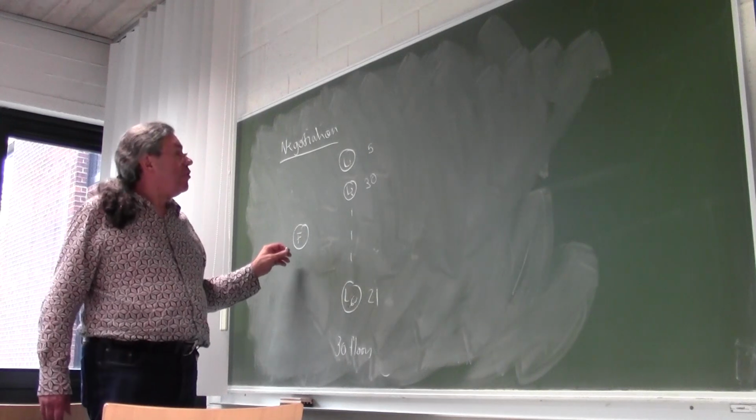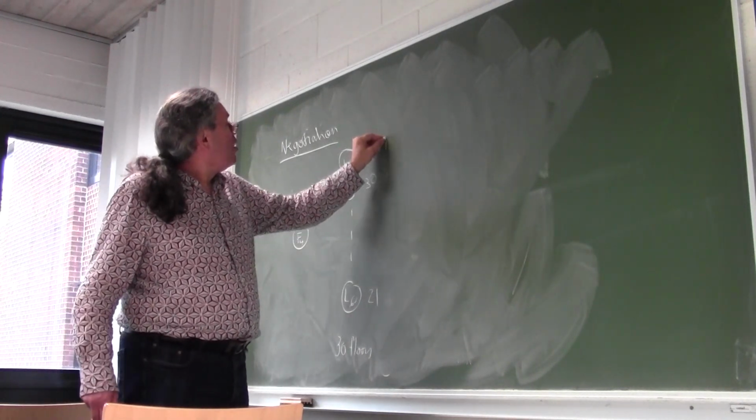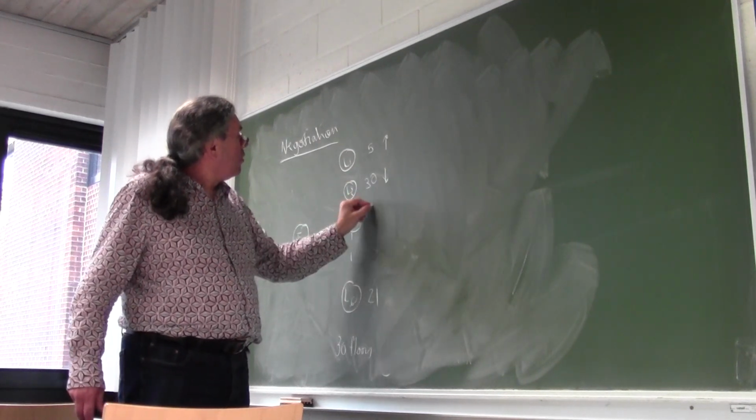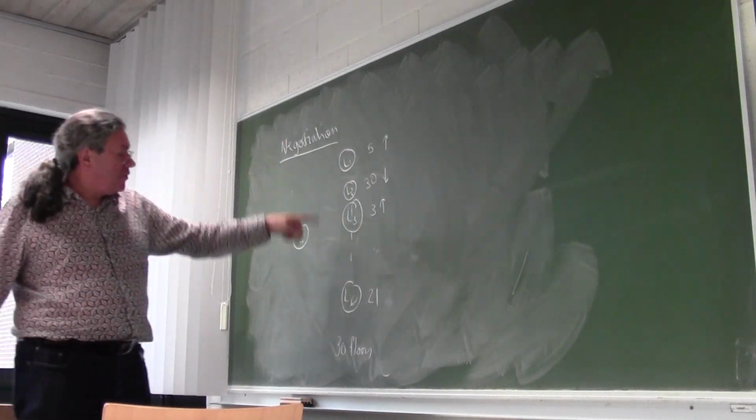And this is floor 4. This one is at floor 5 going up. This is 30 going down. L3 is at floor 3 going up. Okay? So they all have different states.